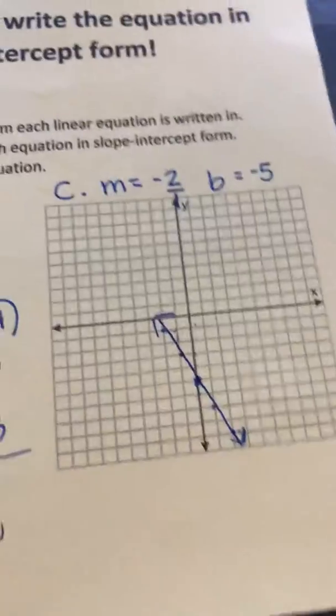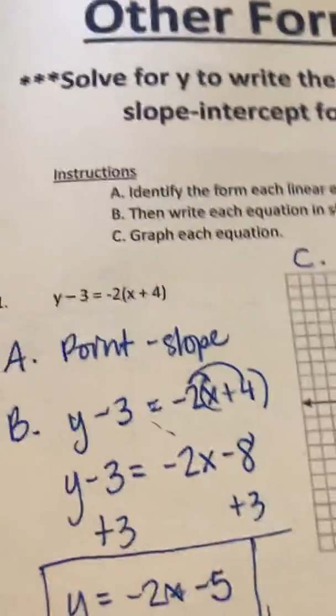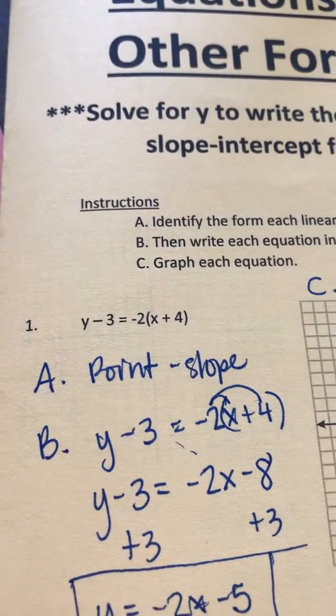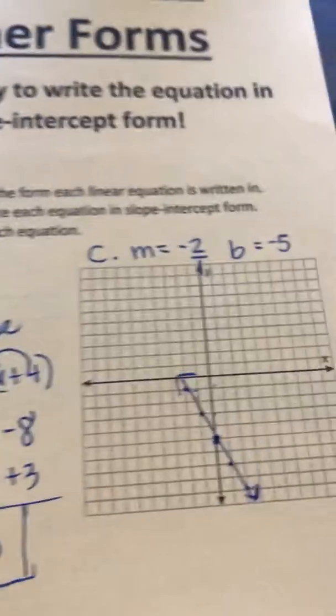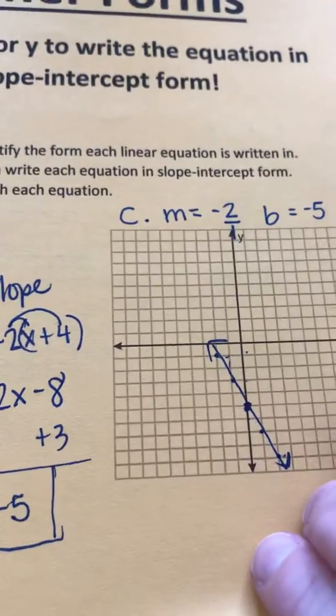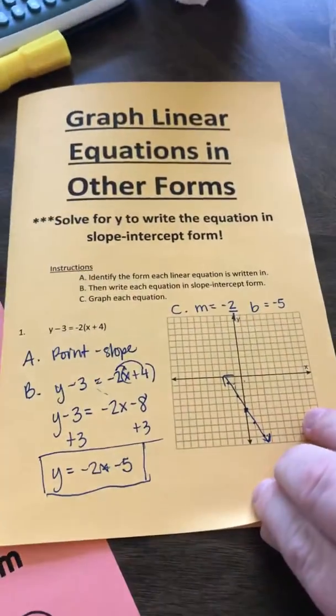Okay. So to review, we identified the form that was in point slope form. We solved for y to put it in slope intercept form, y equals mx plus b. Then we graphed it by identifying m and b. That's number 1.